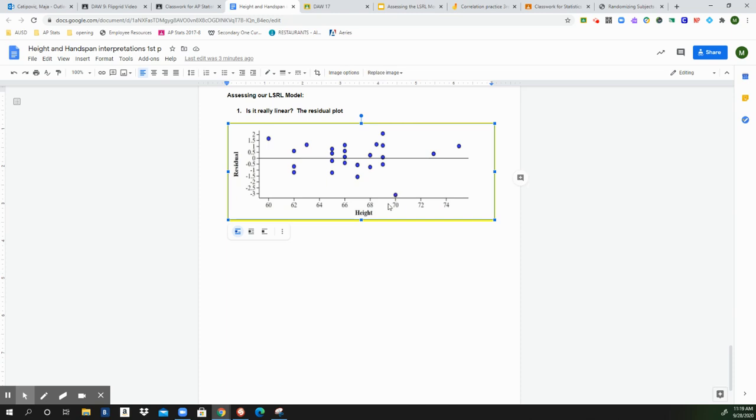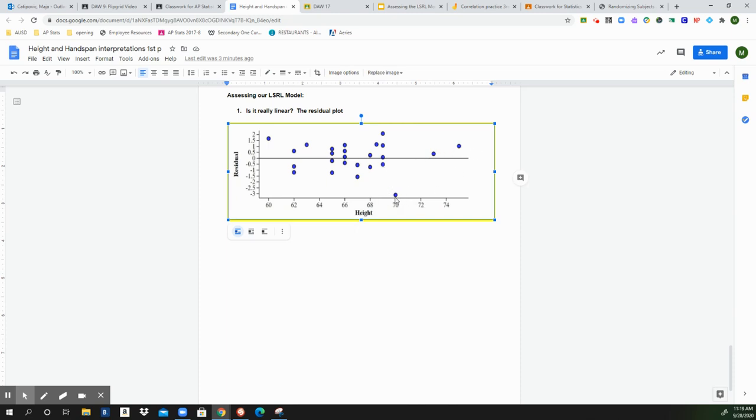The idea with a residual plot is it's zooming in on the line itself and helping you decide if really that was a straight line pattern. So what you're looking for in this residual plot is random scatter. I think I see random scatter here. I'm a little concerned about the last three folks over here, our tall folks.